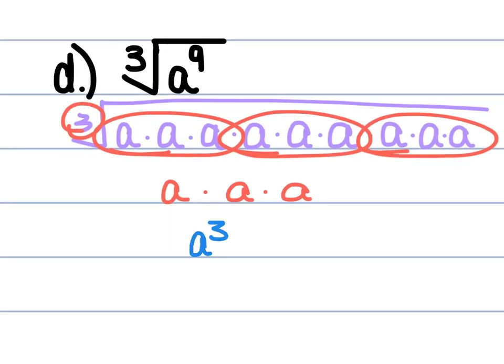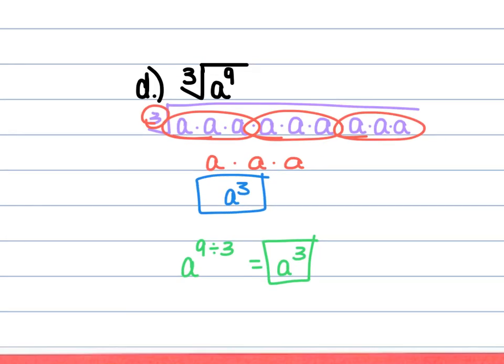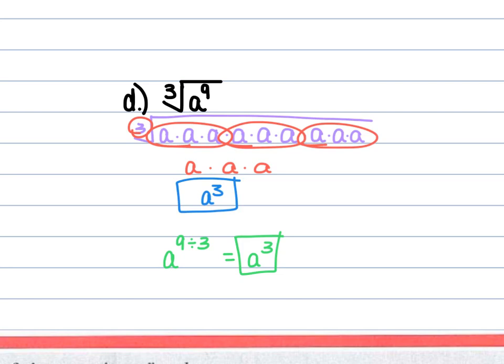We could have also done a to the 9th divided by the 3rd, which is a to the 3rd. So the way that you would work these is whatever exponent the term has underneath the radical, that's going to be the numerator, and the index on the outside of the radical is going to be the denominator, and then you're just going to divide them.